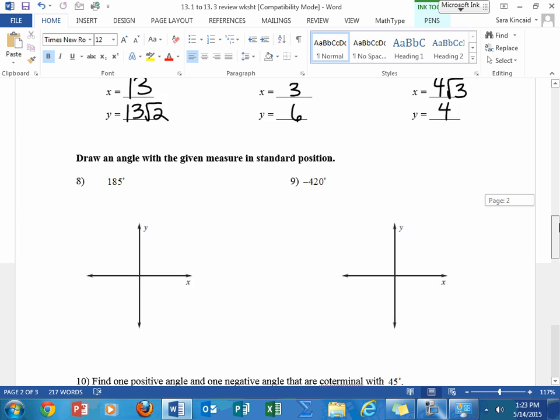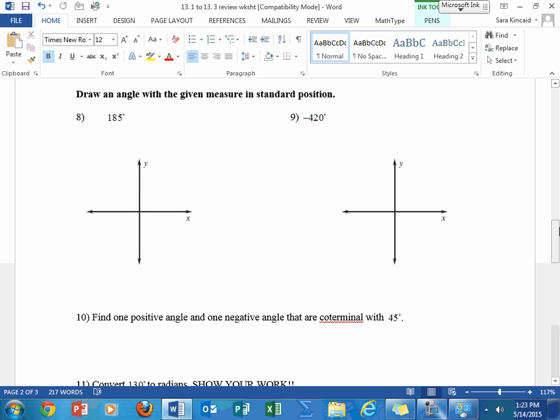So now we're on the drawing angles portion of this. And to draw an angle with this given measurement, hopefully this isn't too difficult for you. We've been doing lots of practice here. So we're going to start our initial side, and then we're going to go ahead and draw that angle. 180 degrees would be here, so 185 is a little bit further. That's an angle with 185 degrees.